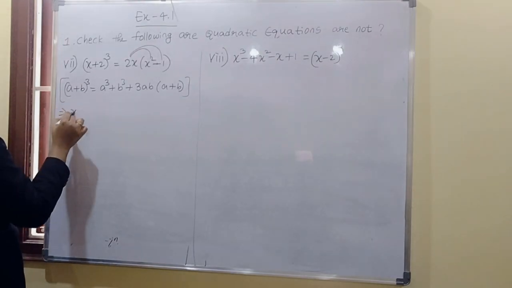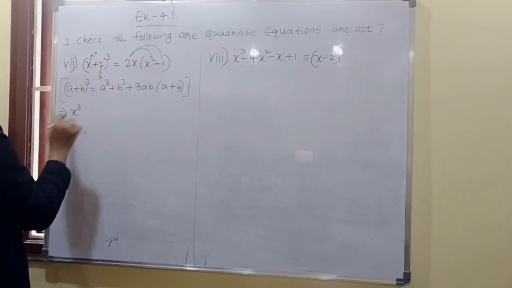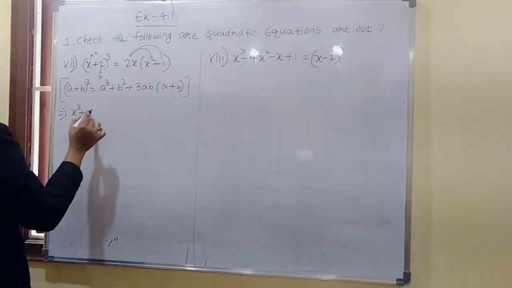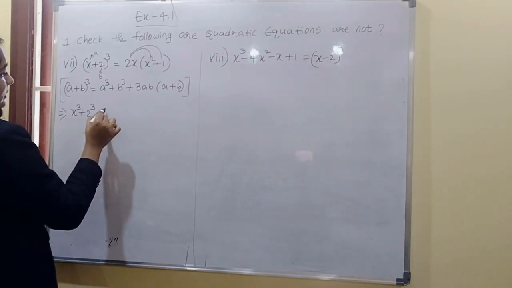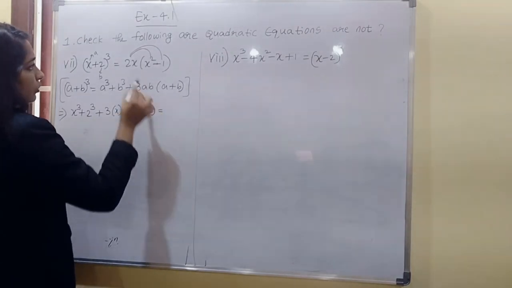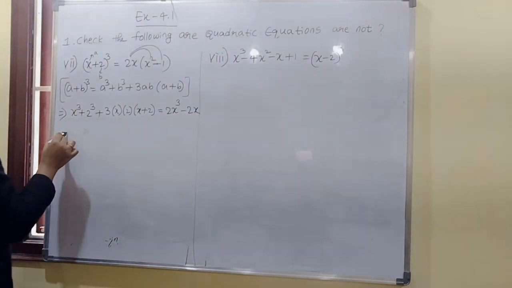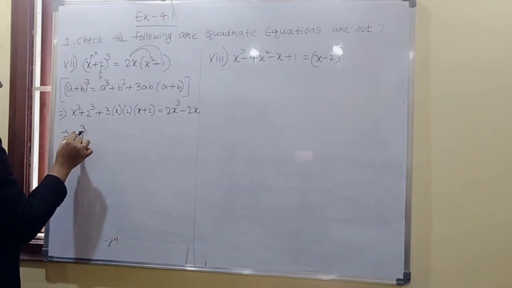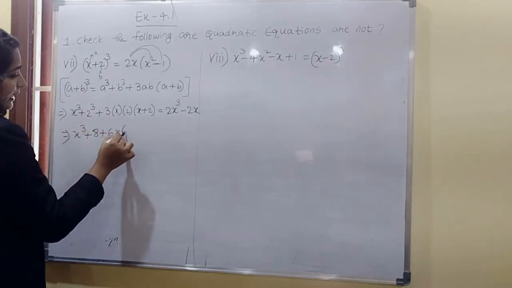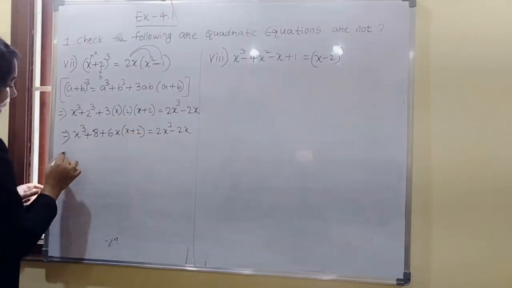So x cube, here a is x, b is 2. So x cube plus 2 cube plus 3 into x into 2 into (x plus 2) is equal to 2x into x square, 2x cube, minus 2x into 1, 2x. So x cube plus 2 cube is 8, plus 2 3s are 6, 6x into (x plus 2) is equal to 2x cube minus 2x.